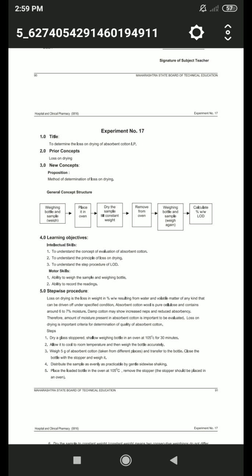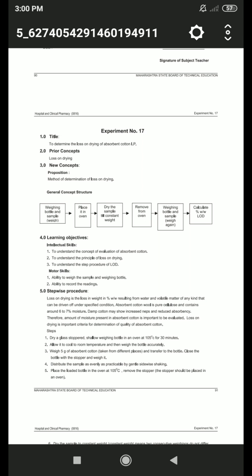Today I will start experiment number 17, that is to determine the loss on drying of absorbent cotton wool. In the previous lecture we discussed experiment number 16, that is to determine the sinking time and water holding capacity of absorbent cotton wool IP. Today I will start experiment number 17.